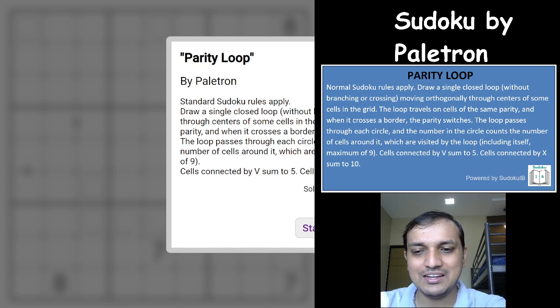Ashish here, and today I'll be covering a Sudoku variant called Parity Loop Sudoku. This Sudoku is constructed by Paletron, and I really thank the author for giving me an opportunity to cover a video on our channel.